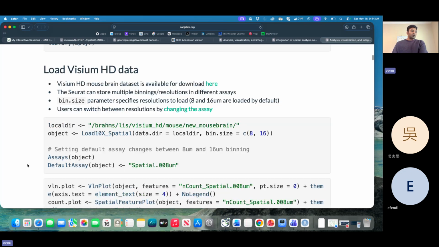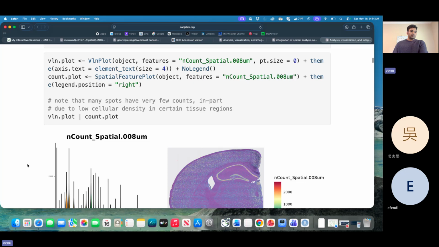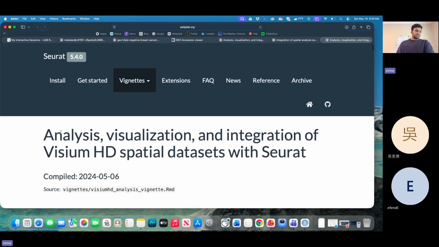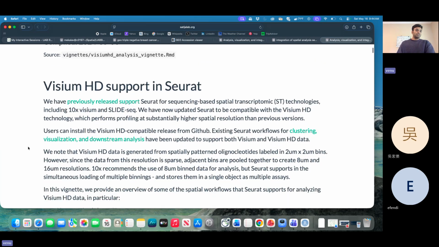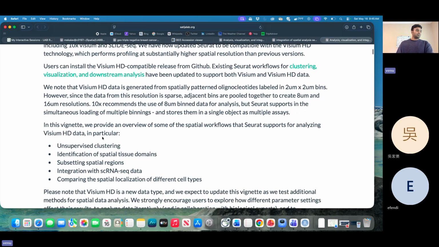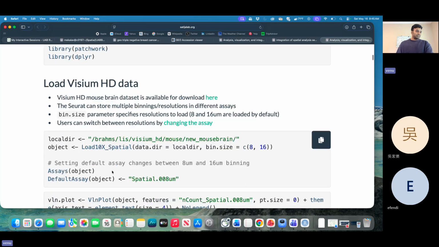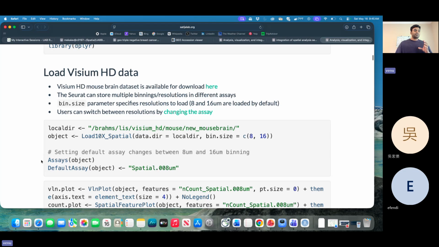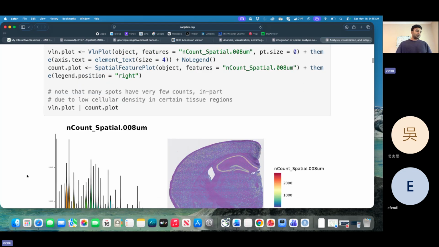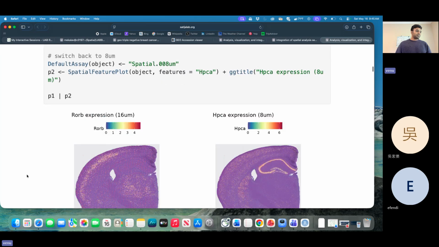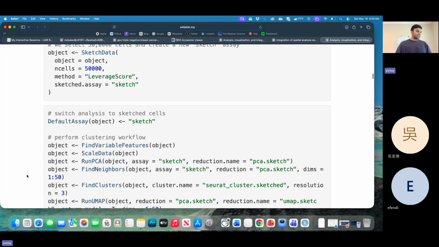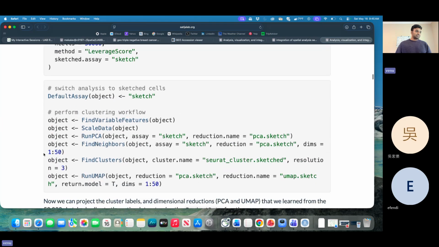We can practice. They already have single cell and spatial, so we don't need to download the data ourselves. We can download their data from the package, for example the new mouse brain. It will use very little memory, so we can even practice from our lab. It covers normalization, visualization, and unsupervised clustering, with techniques like finding variable features and scaling data.